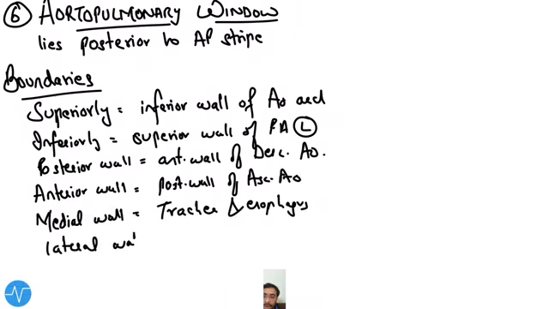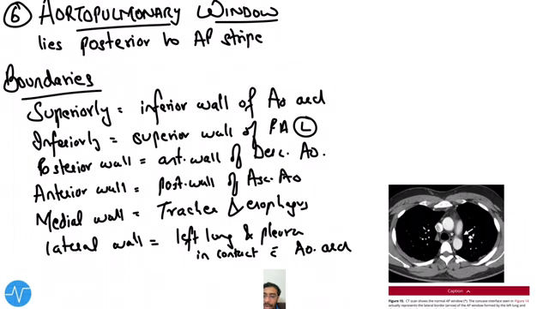The lateral wall is the left lung and the pleura in contact with the aortic arch. See the diagram. We have labeled the ascending aorta, descending aorta, pulmonary artery, and the star mark is the aortopulmonary window. Now again let us revise.